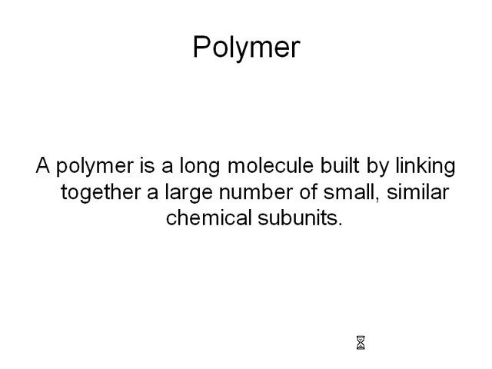So that gives us the definition. A polymer is a long molecule that's built by linking together a large number of small similar chemical subunits. A lot of smaller units. That's all polymer means. Okay? We're used to thinking of polymers with plastics and whatnot, and it does apply to plastics, but that's not the only thing it applies to.